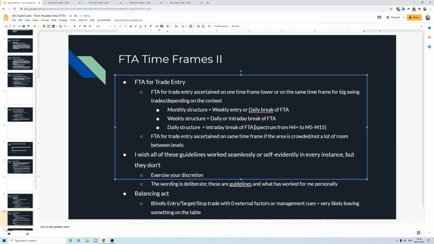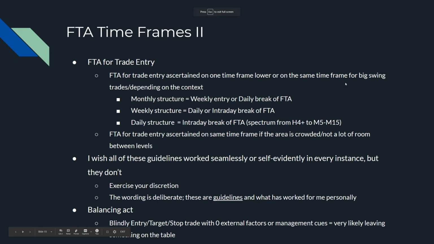Okay, just to make that very clear. And as we covered in the BCH example, as per that bullet point, FTA for trade entry is ascertained on the same time frame, usually if the area is crowded or there's not a lot of room between levels. The whole point of swing trading is generally there's a lot of space between one structure and the next.